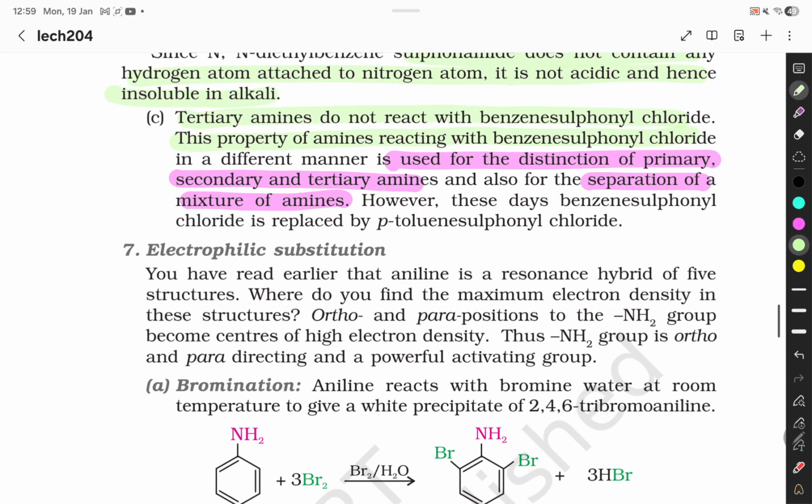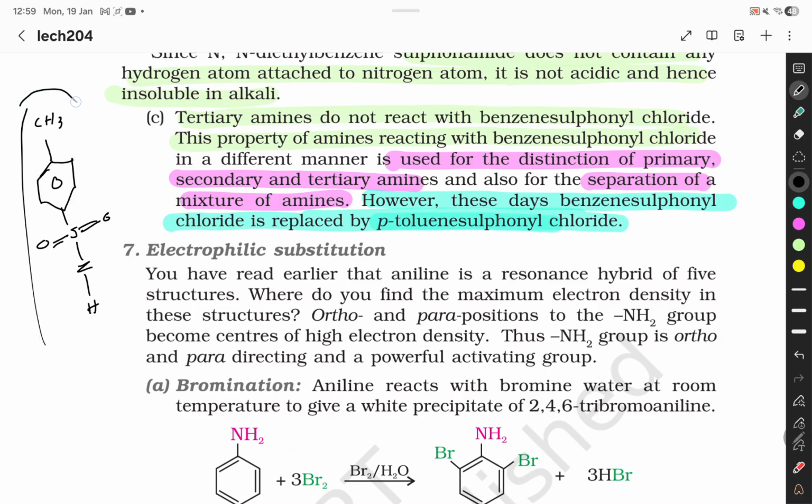Now, something that we always tend to miss is that, however, these days benzene sulfonyl chloride is being replaced by para-toluene sulfonyl chloride. If you guys want to know, here is the structure.